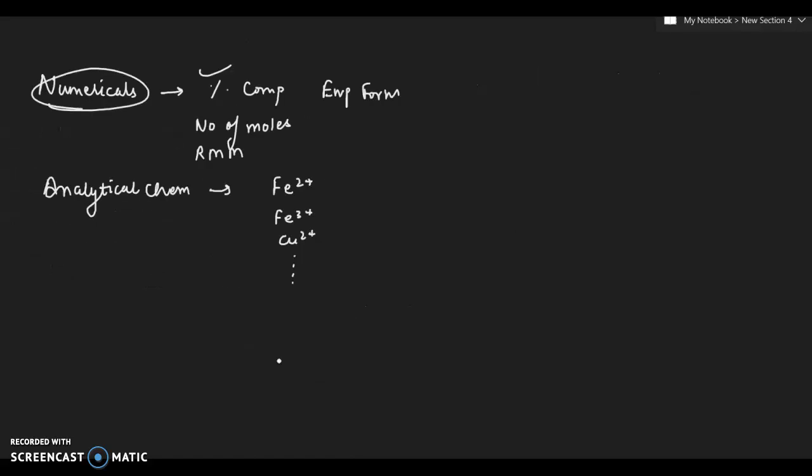Now the numericals from mole concept and stoichiometry: percentage composition questions, then number of moles, vapor density questions, RMM, you should know about this. Empirical formula questions are asked. Please have a look at the PYQs. You will get an idea about what questions will be asked.